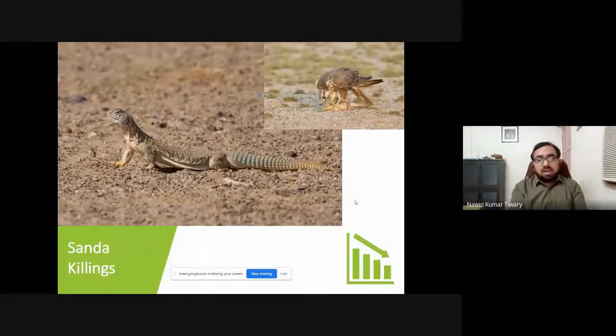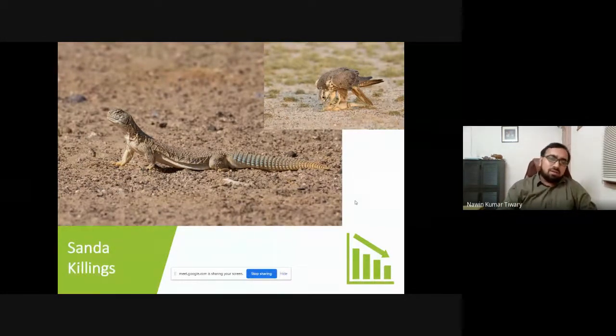Now the next story in this sequence, I think this is the second last story, is the killing of Sanda. Now what is Sanda? It's a lizard, a lizard of the Thar Desert. These are also known as spiny tailed lizards. They are found in a large area in the desert of Thar, the Rann of Kutch, and some of the adjoining semi-arid regions of India and Pakistan.